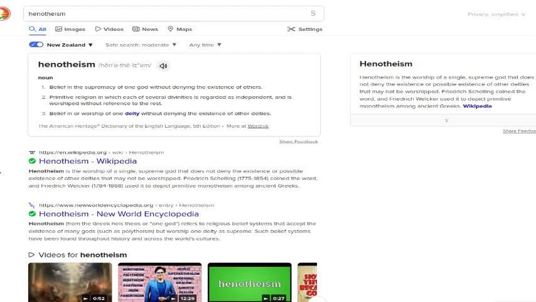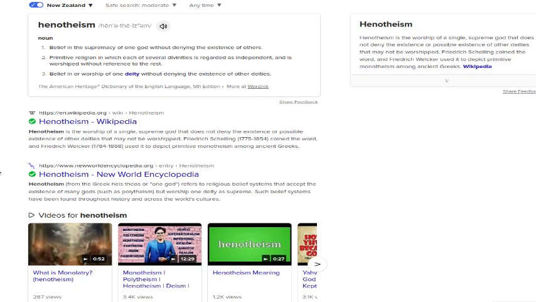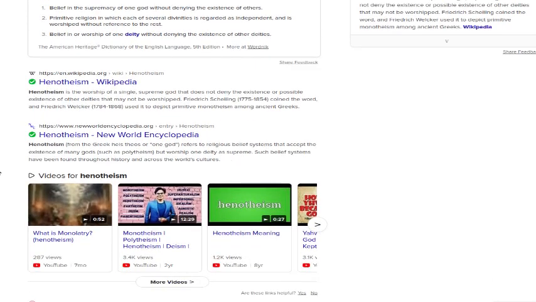Friedrich Schelling, 1775 to 1854, coined the word, and Frederick Welcher, 1784 to 1868, used it to depict primitive monotheism among ancient Greeks. Henotheism, from the Greek theos or one God, refers to religious belief systems that accept the existence of many gods, such as polytheism, but worship one deity as supreme. Such belief systems have been found throughout history and across the world's culture.